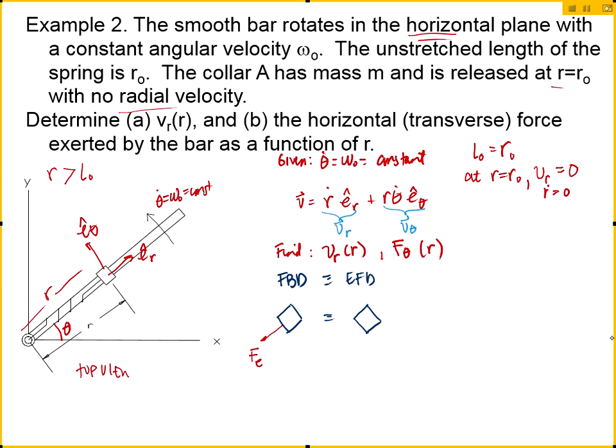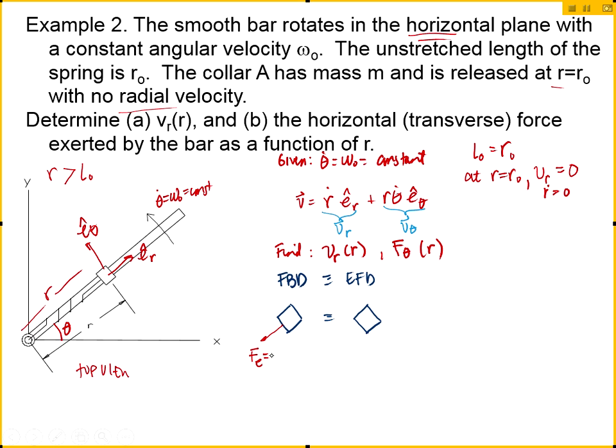I am assuming this. R is variable. I can assume it at a smaller R than L naught. Okay, I just want to make my assumption consistent with the picture. If I assume R is less than L naught, the spring is actually compressed. Fe would be to the right. Okay? And I want this at any variable R. Anyway, right? So I just took one case.